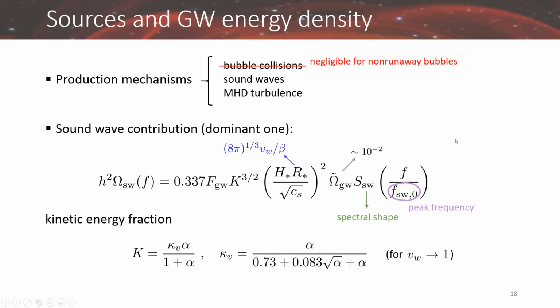The sound wave contribution is given by this. This is the energy density produced in gravity waves. So K here is the kinetic energy fraction that goes to the bulk of the plasma. R star is the size of the bubbles when they percolate. It's related to the parameter beta and the wall speed velocity. This is given by numerical simulations, and the spectral shape is just the shape of the signal in frequency space. And there's a peak frequency, which gives you maximal signal.